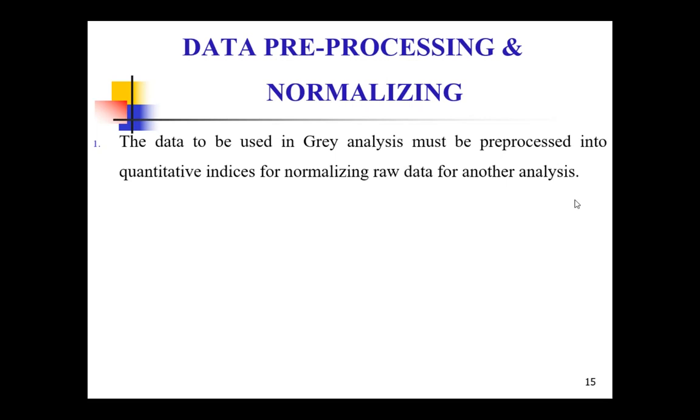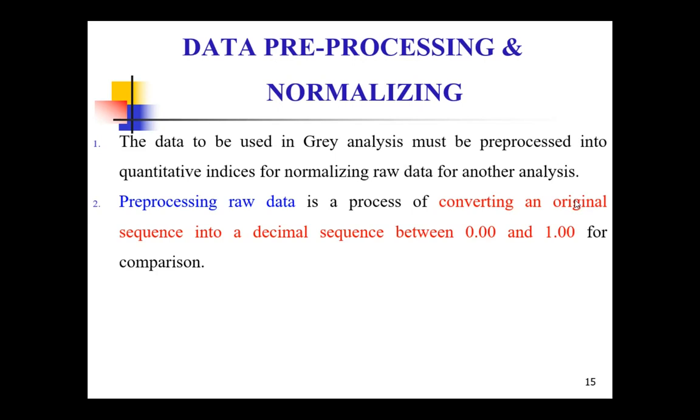The purpose of this pre-processing is to quantify this data within a specific index, that is between 0 and 1. In the pre-processing of the raw data, the values of surface roughness may be 0.00 something, the values of MRR may be 1 point something, and the values of cutting force may be 112 or something like that. We convert each into a sequence or index in the range 0 to 1. Then how much it deviates, we determine for comparison.